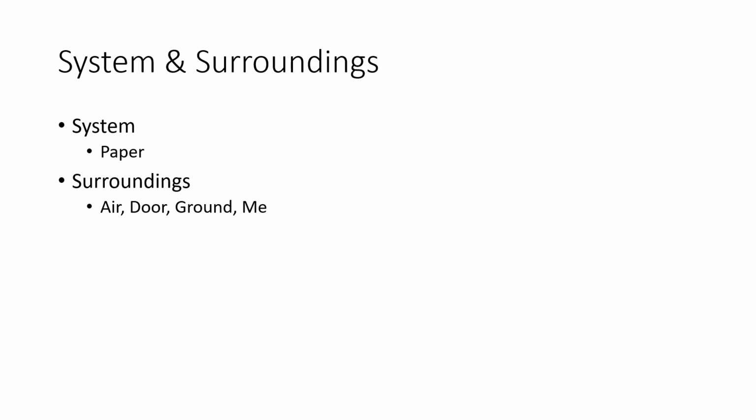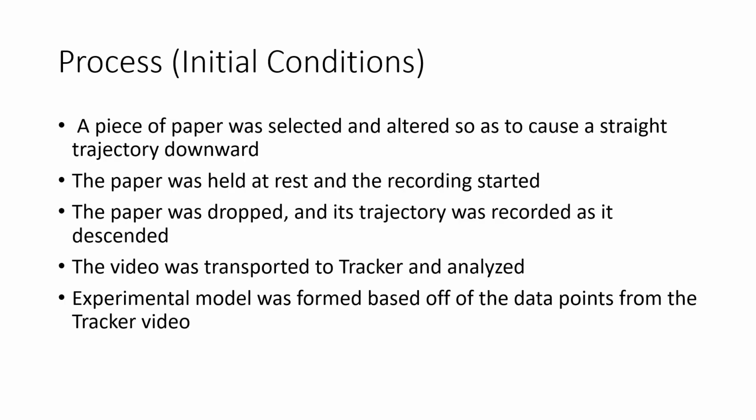The system was the paper, and the surroundings were the air, the door, the ground, anything that wasn't the paper. So the initial conditions and general process of the experiment was that a piece of paper was selected and altered so as to cause a straight trajectory downwards. Its mass and dimensions were recorded as well.